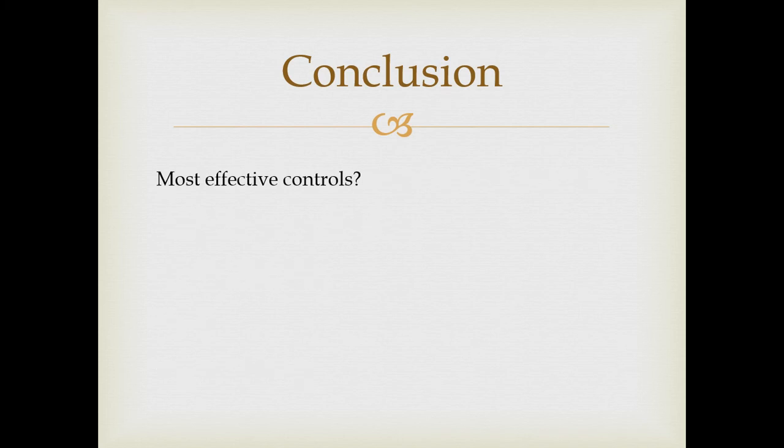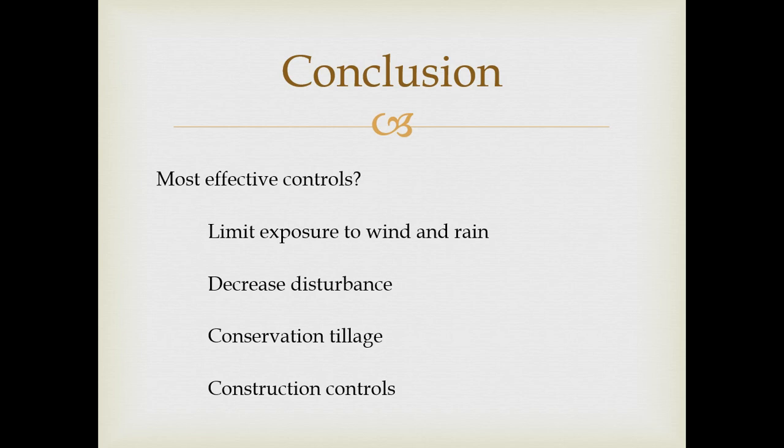So most effective controls, again: limiting exposure, no bare soil, protecting it, whether it's with plant material or just some other physical barrier, from wind and rain, decreasing disturbance just in general, again keeping soils covered. We can do that through conservation tillage and through construction controls. And we have examples of each in previous videos and science to support their use.